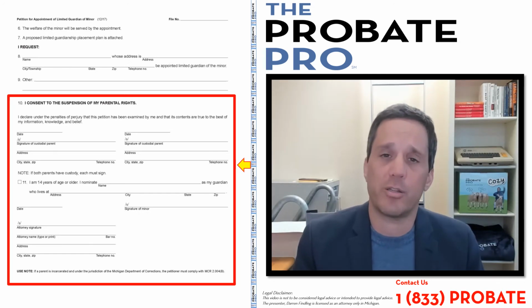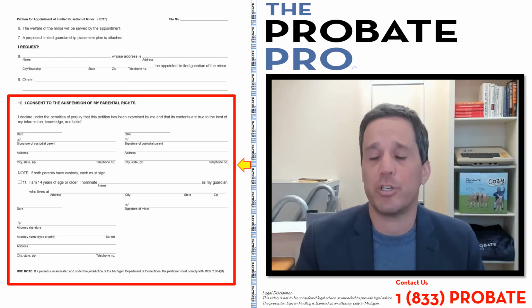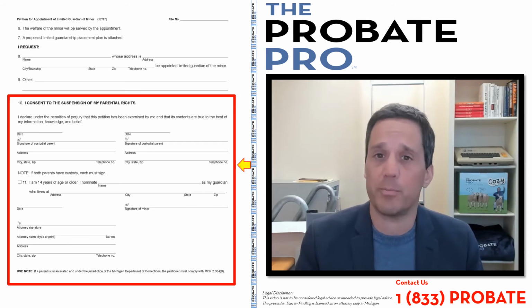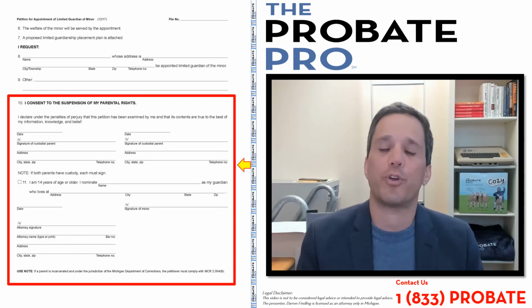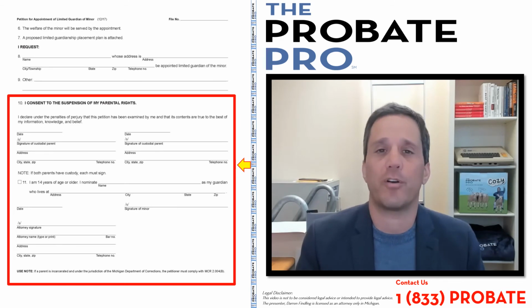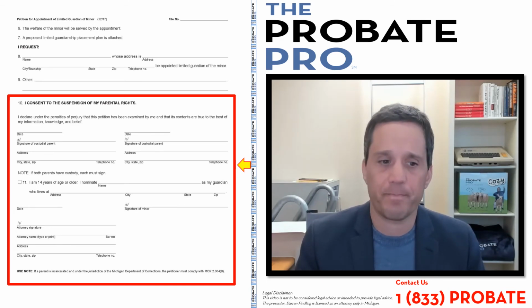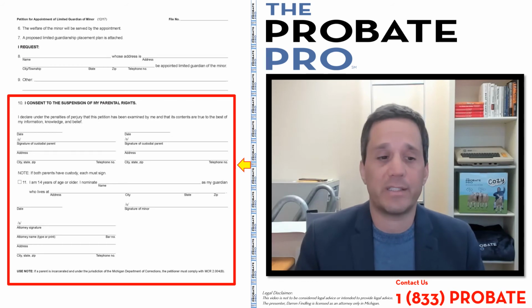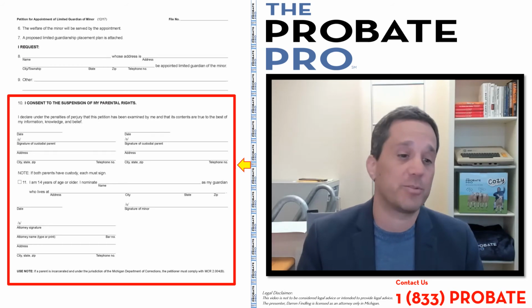The declaration under the penalties of perjury that all of the information is true to the best of your information, knowledge, and belief, and a spot for both custodial parents. It may just be that there's one, it may be that there are 2, so there's a spot for both of their signatures and addresses. And it says, a use note, it says, if both parents have custody, each must sign.